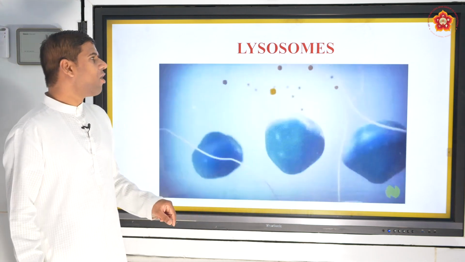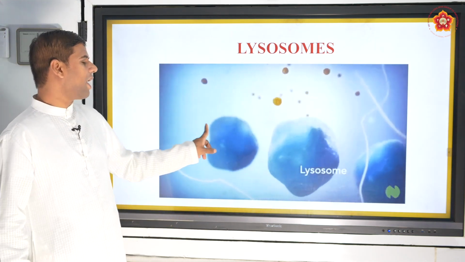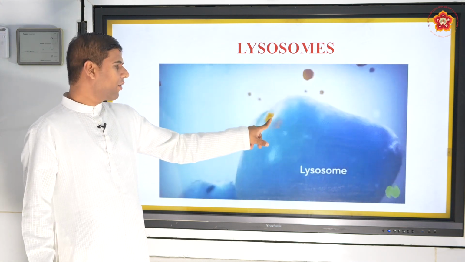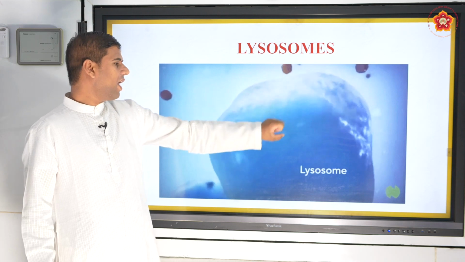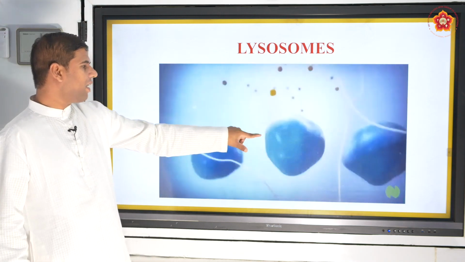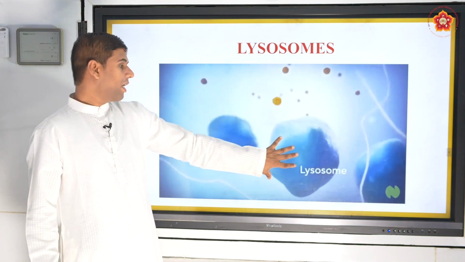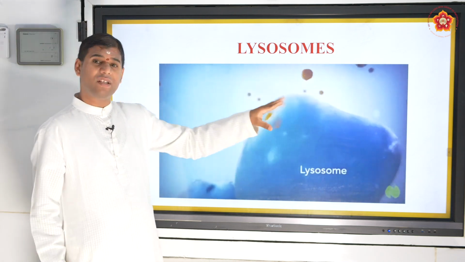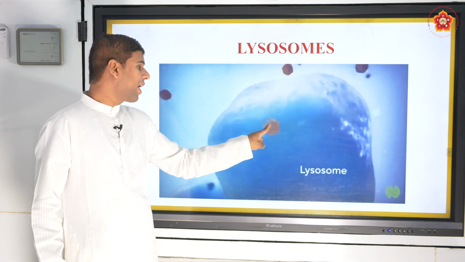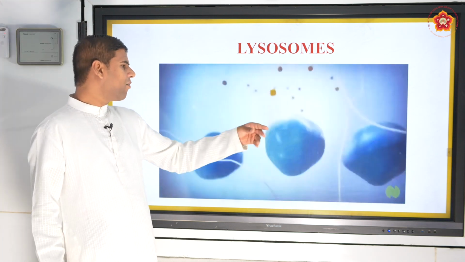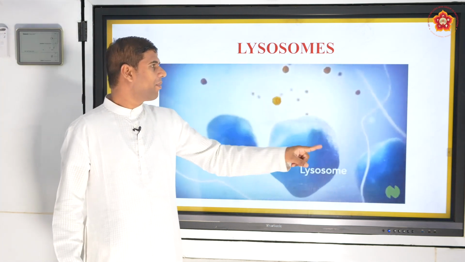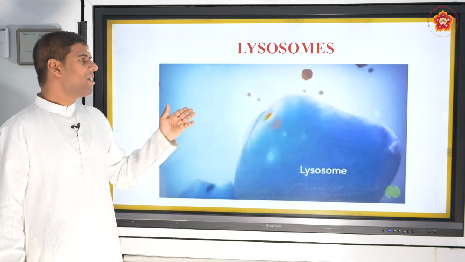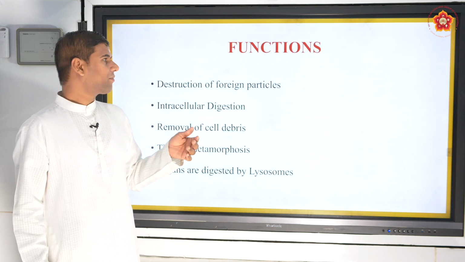Let's go to the next one. This is what the lysosome looks like. Whatever toxins come, they are taken in and destroyed inside. That's why they are called suicide bags of the cell. All these toxins and unwanted things come around and get inside, and automatically it vanishes off. And again they come. So this is how the lysosomes look.